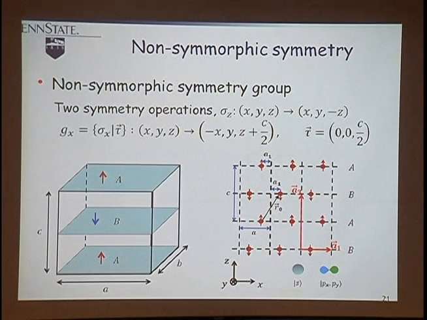This operation is just the glide plane. Basically, this sigma x is the mirror operator around the x direction, and this tau is half of the lattice vector translation. Now, basically, we can construct a model for this system.